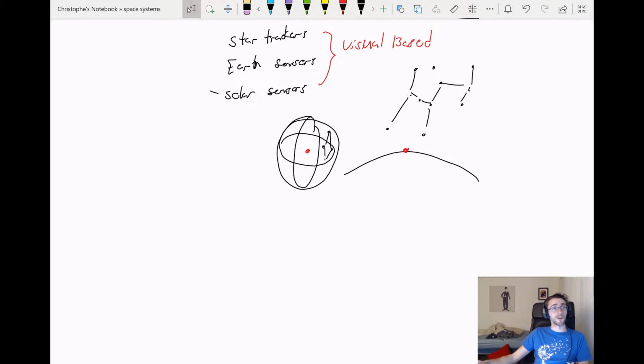Now, Earth sensors work in very much the same way, except working with a body that's a lot closer, but gives off a lot less light, or at least a lot less visual light.